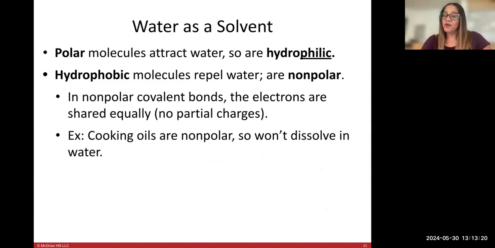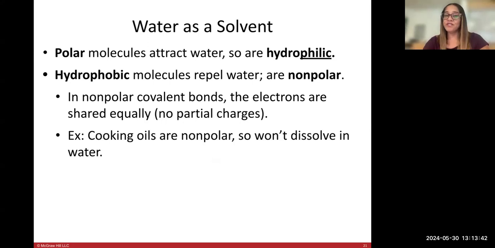Polar molecules attract water, so we call them hydrophilic. Philic means to be attracted to, hydro means water. Hydrophobic is the opposite. A phobia is when you're afraid of something. So hydrophobic molecules do not like water. They're afraid of water. We also call those nonpolar. So those are synonyms for each other. Polar and hydrophilic, and then nonpolar and hydrophobic.